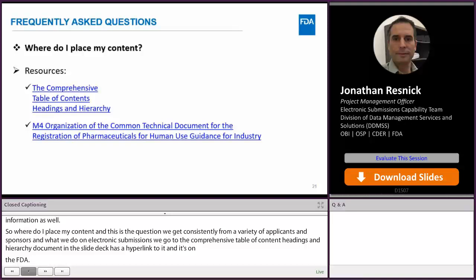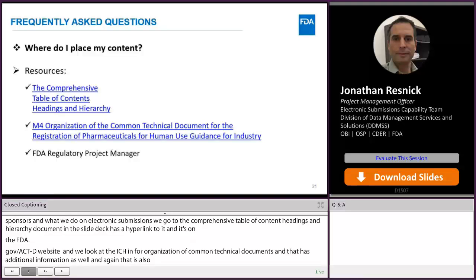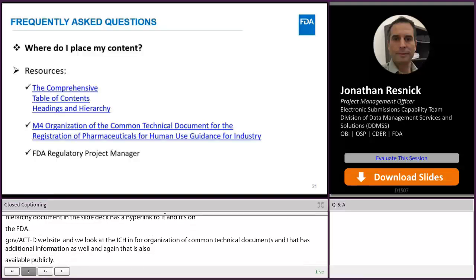And if we find that the person asking the question is still not clear on where to put something after they've gone to these different resources, then we recommend they reach out to their regulatory project manager and just say, hey, I've looked at these resources online. I'm still not clear where I should put this document within the eCTD. Do you have a suggestion of where you normally look for it?